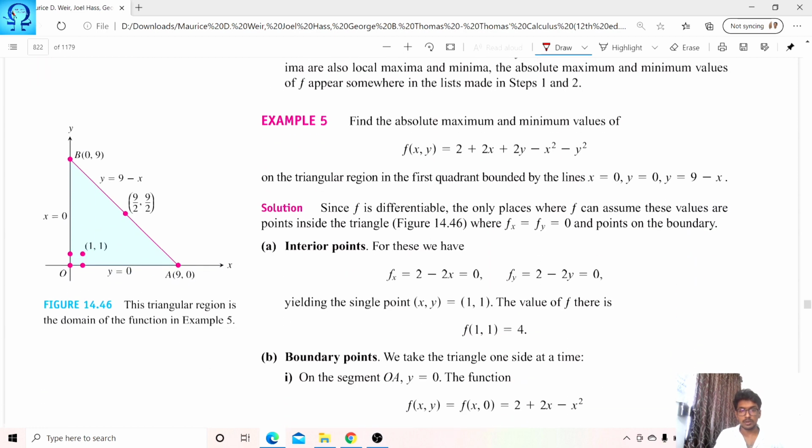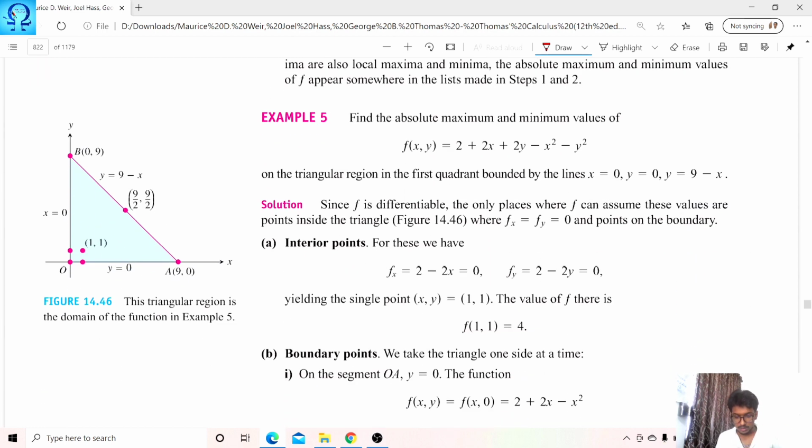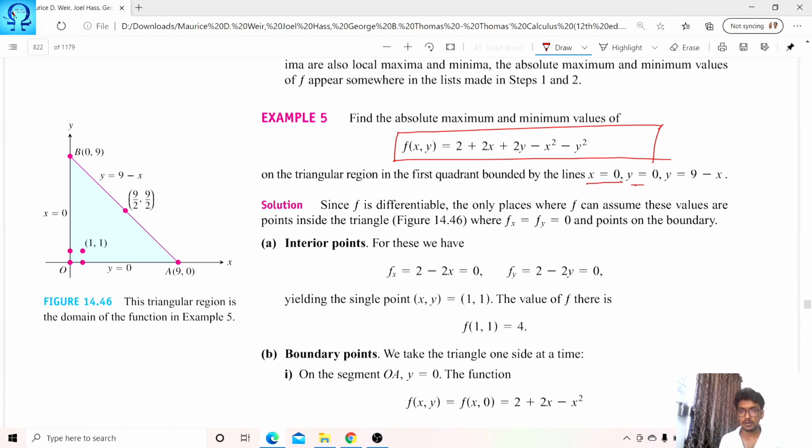Okay, so here we have an example. Here we are asked to find out the absolute maximum and minimum of this function on a triangular region bounded by x is equal to 0, y is equal to 0, and y is equal to 9 minus x. So if you find out your triangular region, this line is the x axis, where y is 0, and the y axis is where x is 0.